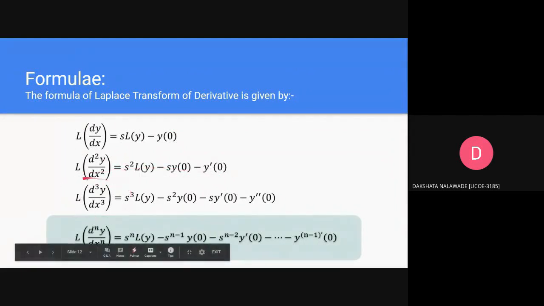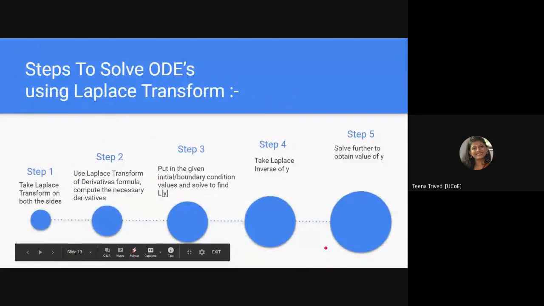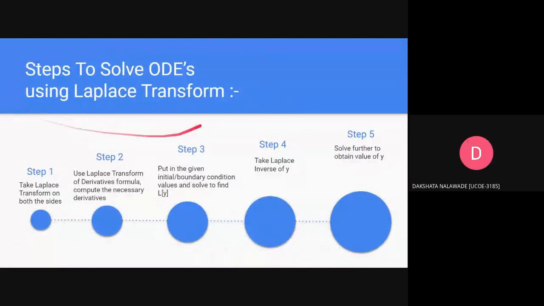The Laplace of d3y upon dx cube is s cube into Laplace of y minus s square into y of 0 minus s into y dash of 0 minus y double dash of 0. Thus, we can see that the formula is generalized to Laplace of dny upon dxn is s raised to n into Laplace of y minus s raised to n minus 1 into y of 0 minus s raised to n minus 2 into y dash of 0, till we reach minus y raised to n minus 1 dash of 0. Next, we will move on to how to solve the differential equations.